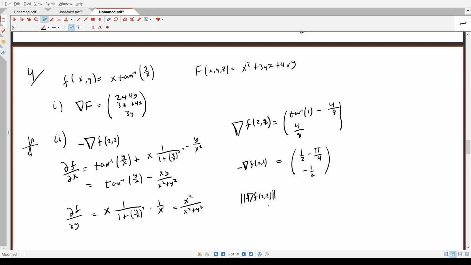And the reasoning is exactly the same as the other videos. So I take the norm of this and I get 1/2 minus pi over 4 squared plus 1/2 squared. I'm not going to bother simplifying that. I think that's fine. That's the rate at which it's decreasing, and this is a vector in the direction that it is decreasing the steepest, the fastest.